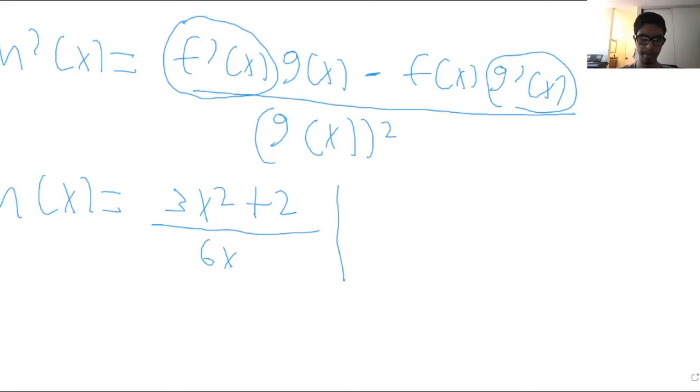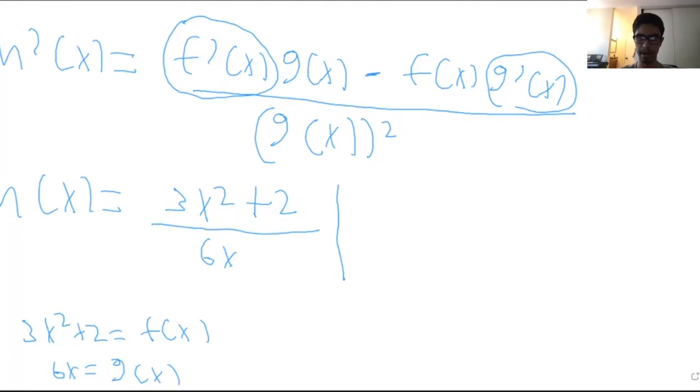So I want to label these. Our 3x squared plus 2 is our f of x function that we can reference. And then our 6x is going to be our g of x function. Okay, we have that in mind. So that kind of makes it simple here. If we reference the above formula that I have, we have f of x already in place, and we have our g of x already in place. And let me make that a better 6 there.